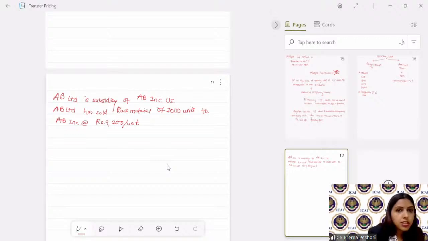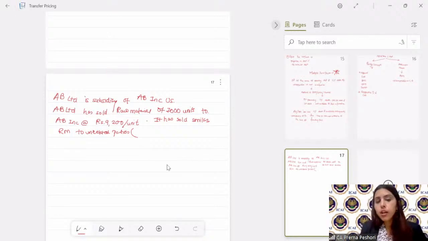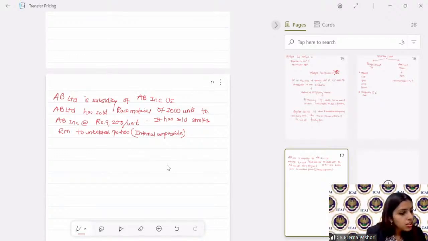Right? It has sold similar raw material to unrelated parties. Now, if it has sold similar raw material to an unrelated party, it means we have the internal comparable. These are called internal comparables. External comparable means some XY Limited would have sold to some YZ Limited. That is an external comparable, right? So, these are the details of the comparable companies.